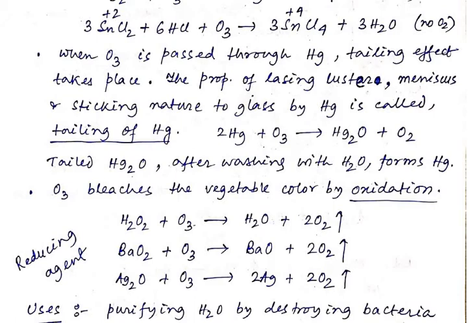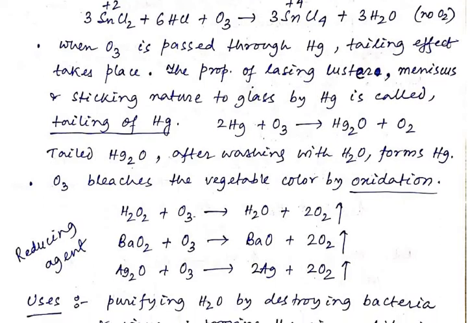So here the tailed Hg2O, after washing it with water, again forms the Hg, that is the mercury. So again we can get the mercury, but when the ozone reacts with the mercury, the Hg2O is formed, and that is known as the tailing effect. And finally this reaction is also known as the tailing of mercury. So the tailing of mercury actually takes place in the presence of ozone gas.